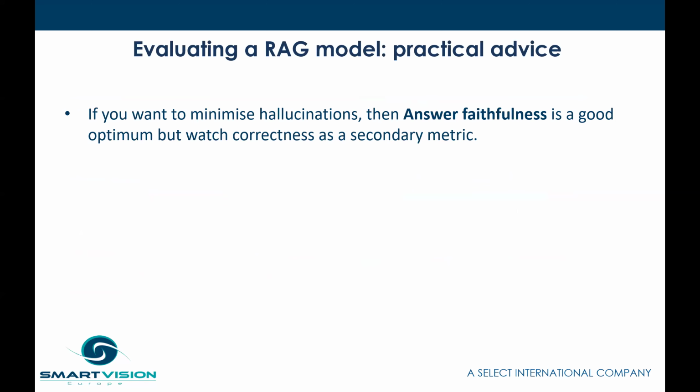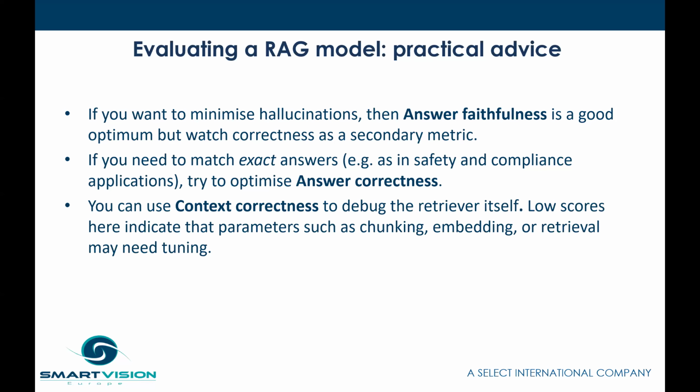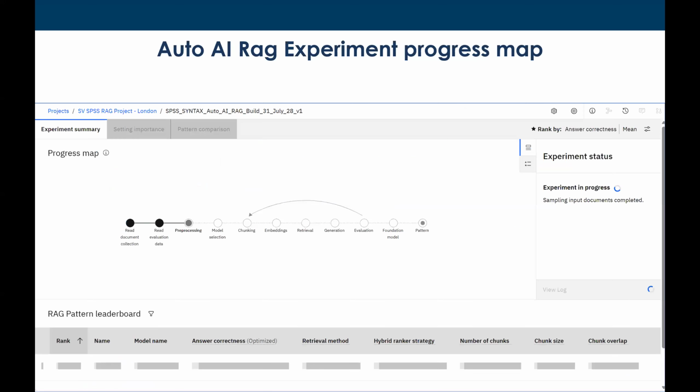So practical advice, if you want to minimize hallucinations, then you might want to optimize against answer faithfulness. If you want to match exact questions, such as in a safety and compliance application, you might want to optimize against answer correctness. And you can use context correctness to try and debug the retriever itself. So low scores here might indicate the parameters such as chunking, embedding, or retrieval may need tuning.